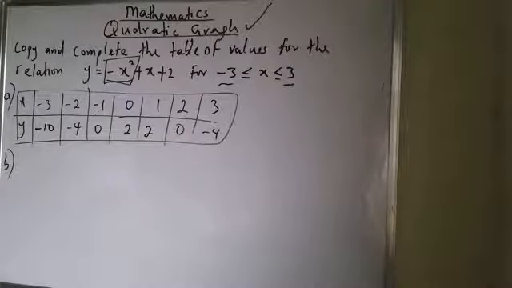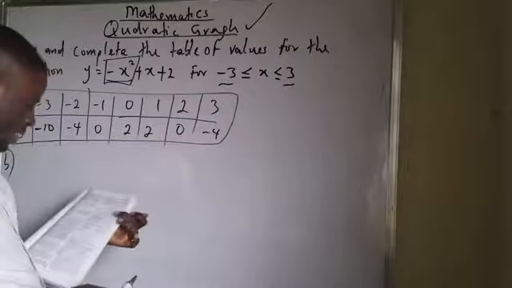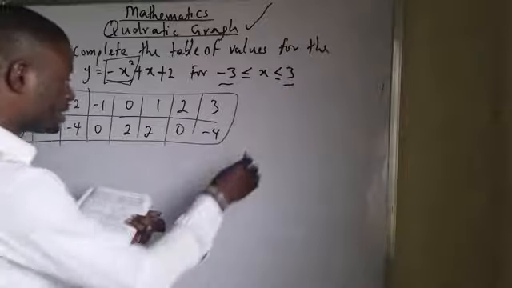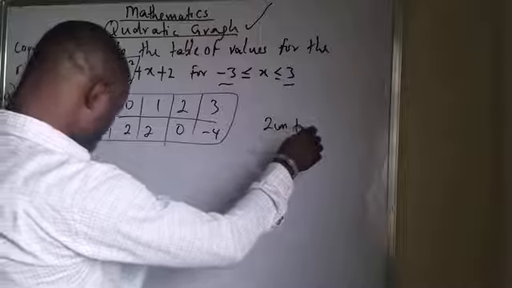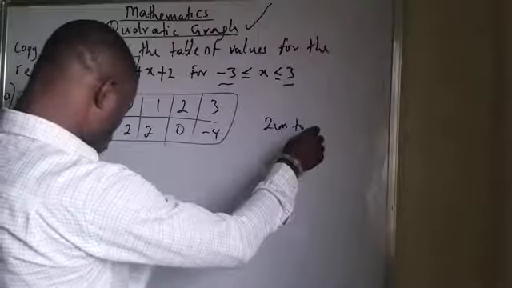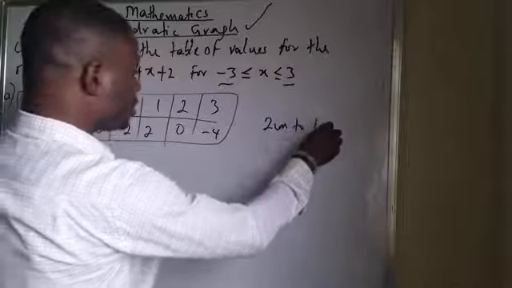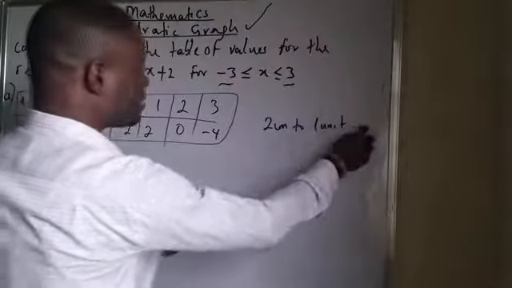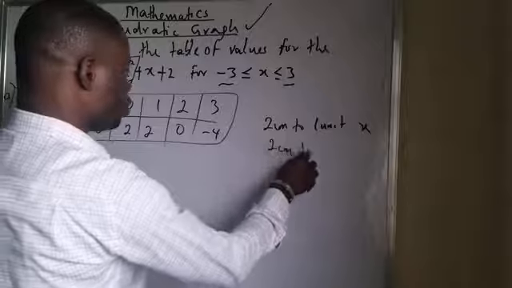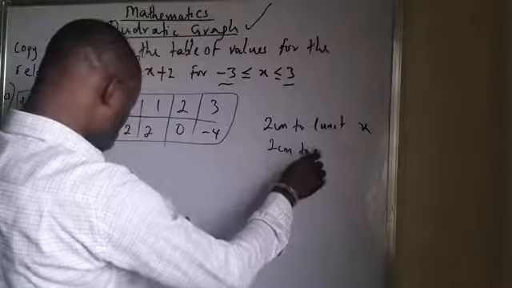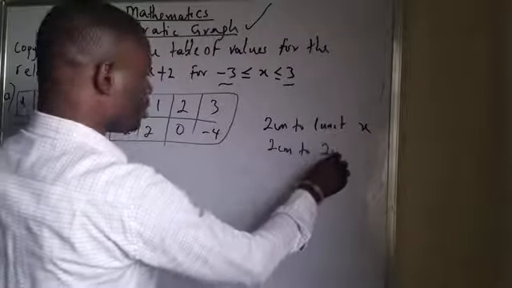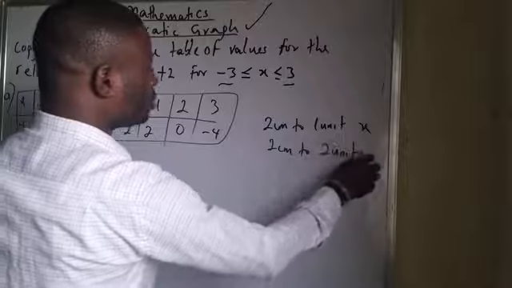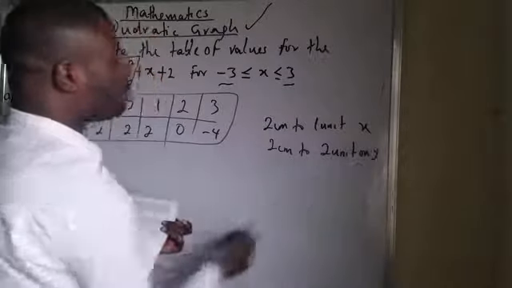Okay. Now use your scale of 2 centimeters to represent something. The man said use your scale of 2 centimeters to represent 1 unit on the x axis, and 2 centimeters to represent 2 units on the y axis. Now look at this.